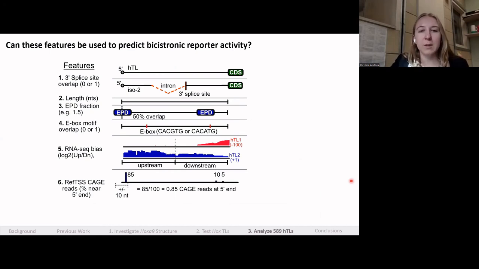So if our promoter elements explained promoter IRES-like activity, we hypothesized that these features could be used to predict their reporter activity. So looking at different features, we included splice site data, length of the transcript leader, promoter elements, whether or not the transcript leader had an E-box, RNA-seq data, and also looked at transcription start site data. So we thought using these features that we could differentiate between those active transcript leaders and those inactive transcript leaders.